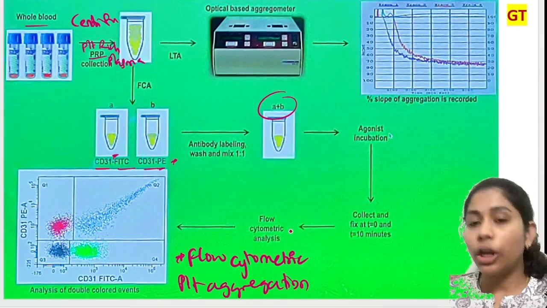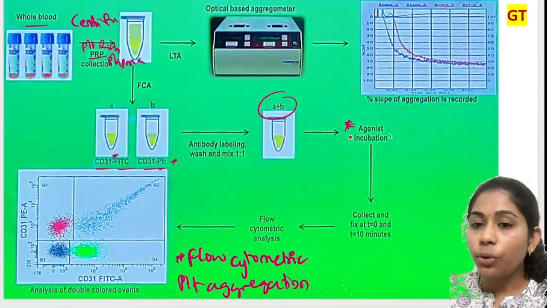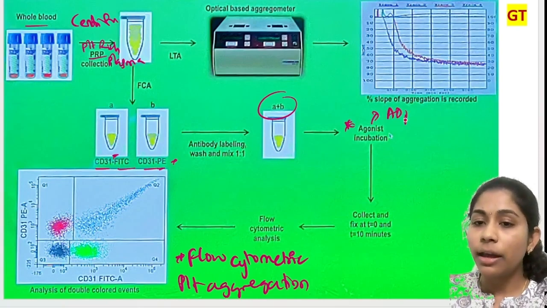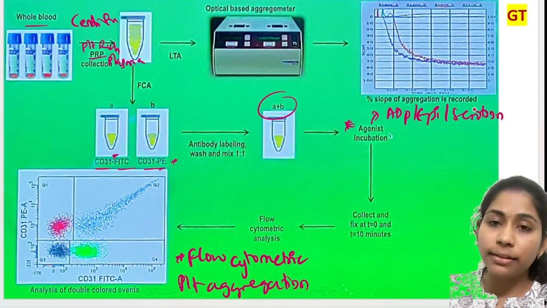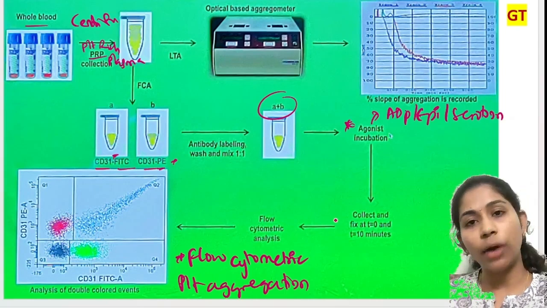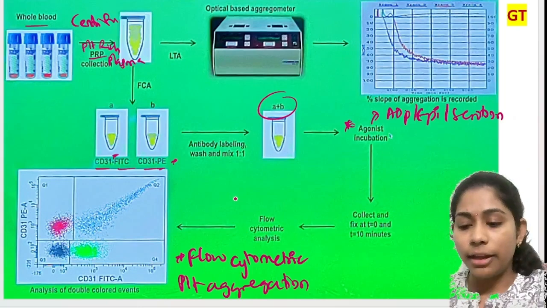So the same thing we are doing here. We made these 2 different colors, then we are adding the agonist. These agonists will cause activation of the platelets. They are nothing but ADP or epinephrine or serotonin. We are adding this, and they will activate the platelets. When the platelets get activated, they will undergo aggregation, right? And how we identify this aggregation in the flow cytometry, I will explain in the next graph.